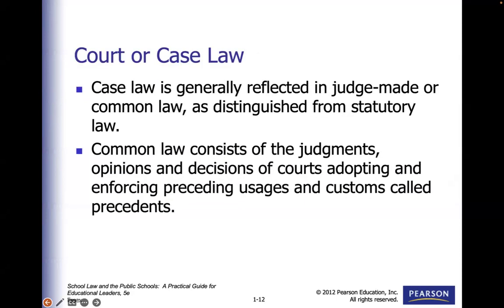Now talking about the difference between court and case law. Case law is generally reflected in judge-made or common law as distinguished from statutory law. Common law also consists of judgments, opinions, and decisions of courts adopting and enforcing preceding usage and customs called precedents. And precedents are just past court decisions, if you didn't know that term.